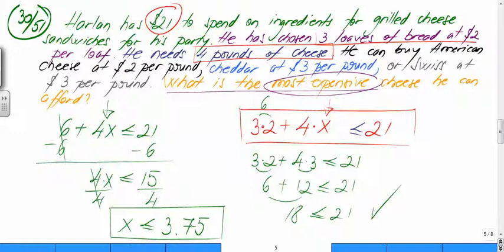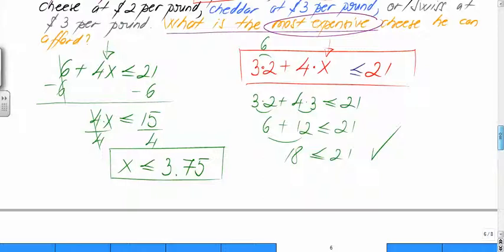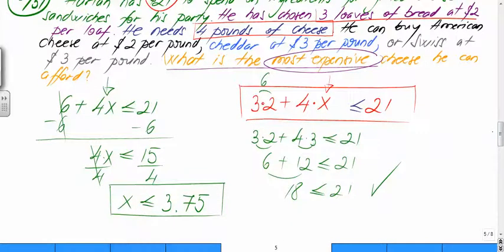So obviously, like I said, he can afford the cheddar or the Swiss. And this is how you solve a problem like that. Let me know if I made any mistake. We can talk about it, and there will be extra credit if you find that. Okay, this is it.